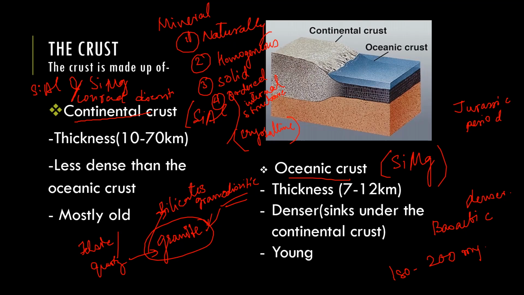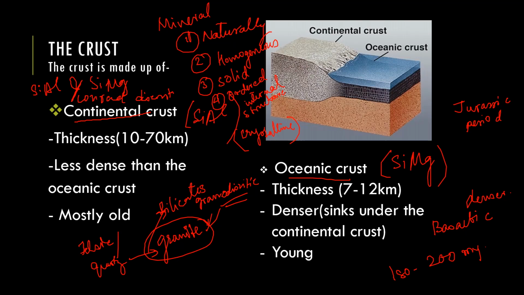That's the fact. So the Conrad discontinuity is a local one, not a major discontinuity, it's a sub-branch discontinuity, because of the change in the chemistry. This is sialic, that is silicate rich, and this is simatic, that is more mafic rich. Between those, we have the Conrad discontinuity surface. Then the continental crust thickness is 10 to 70 kilometers, less dense than the oceanic crust, and mostly old.